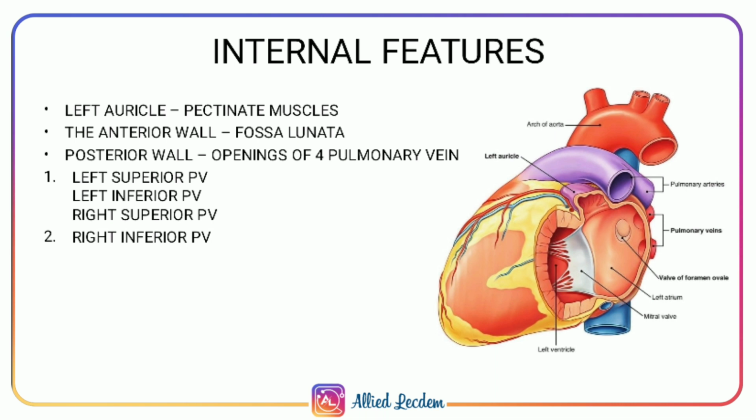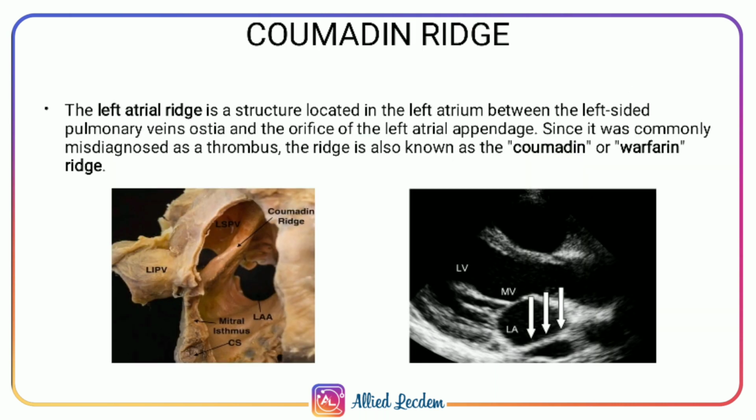Left auricle. Just like the left atrium, the left auricle is also a rough part due to the presence of pectinate muscle. In case of atrial fibrillation or any other atrial pathology, the auricle or the left atrial appendage is the portion which gets clotted. Coumadin ridge.